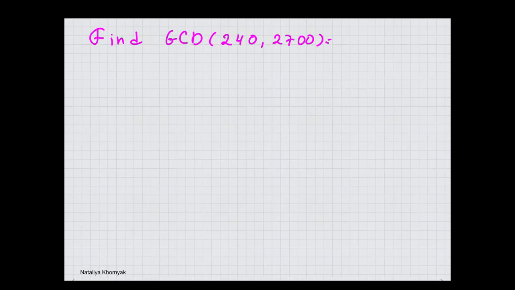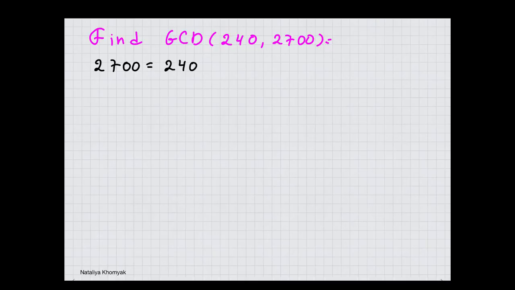So here we have to find the greatest common divisor of 240 and 2700. Now you start with picking the larger number. If, for example, I start at 240, 240 is not large enough to host 2700. This is not going to work. This is why you always start with the larger number, which is 2700, and you're going to rewrite it in terms of the smaller number. In this case, the smaller number is 240.